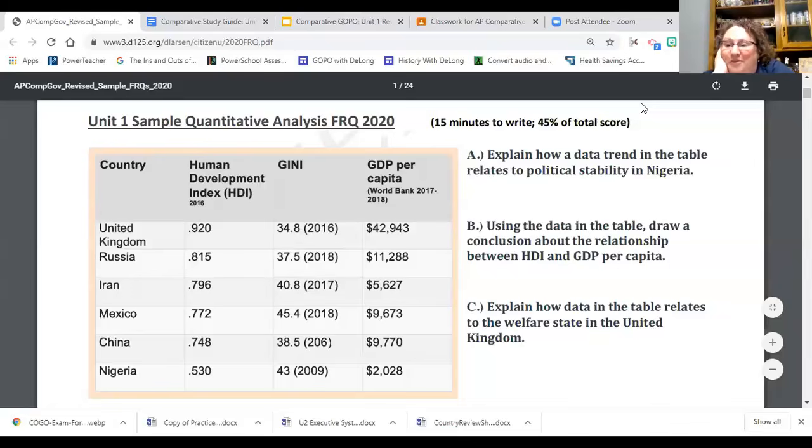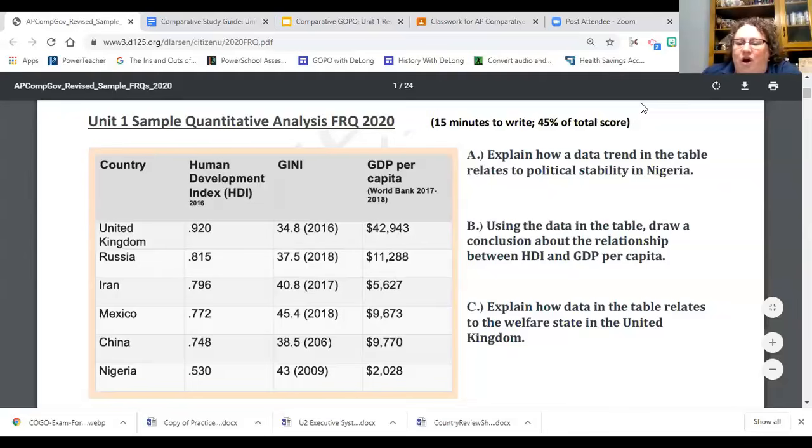Might this contribute to the political instability in Nigeria? Okay, so we talked about this concept of how Nigeria could be considered a failed state, because if you can't even provide for the basic needs of your country, this is a threat to their political stability. That's one possible way you could approach this question.